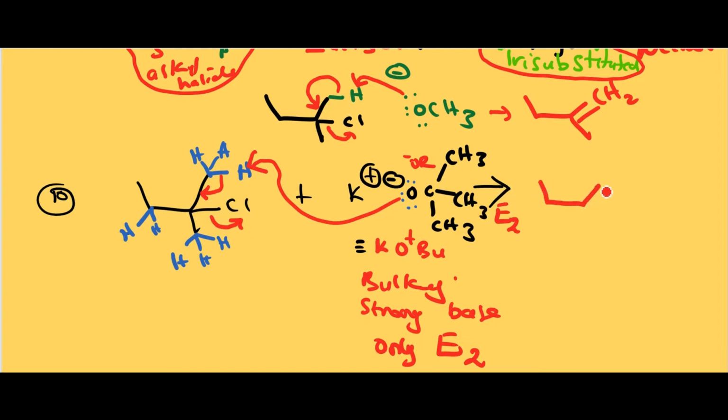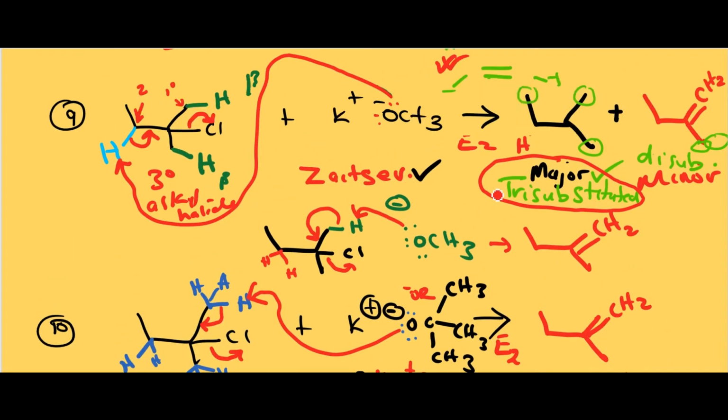All right, now the product is going to be this, and this time this product is going to be the major. Even though it's disubstituted, it's the major because this base cannot access the inner beta hydrogens to get the trisubstituted alkene product. This is major, and in fact, I would say comfortably it's going to be the only product. Because you used a bulky base, as compared to here, where the less bulky base is going to go for these inner hydrogens to get a trisubstituted product, which is this. Okay?